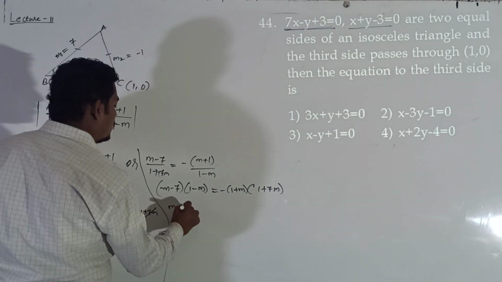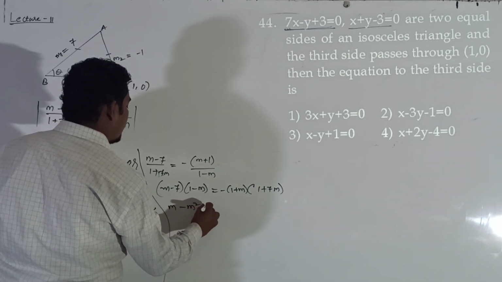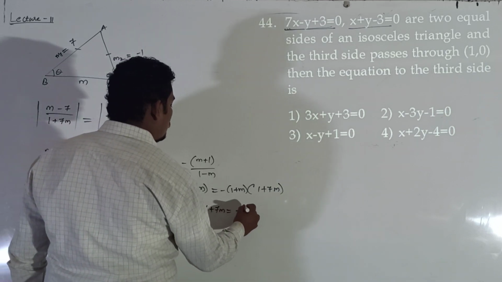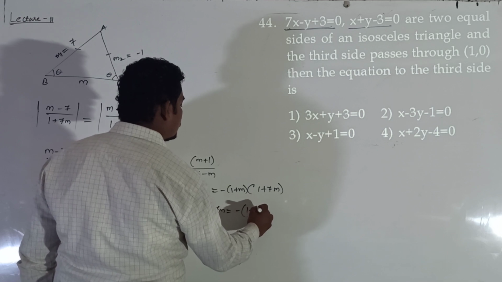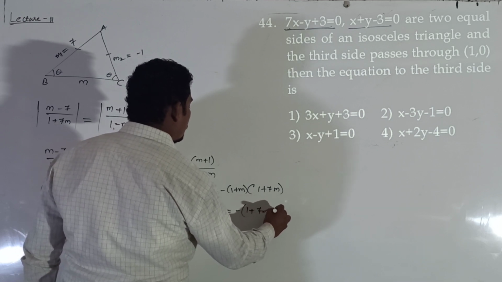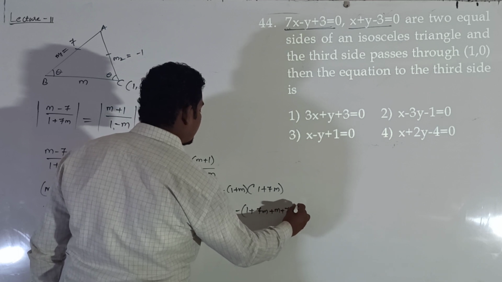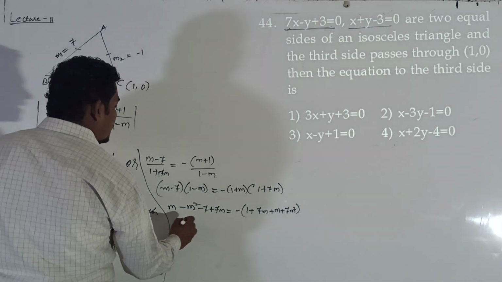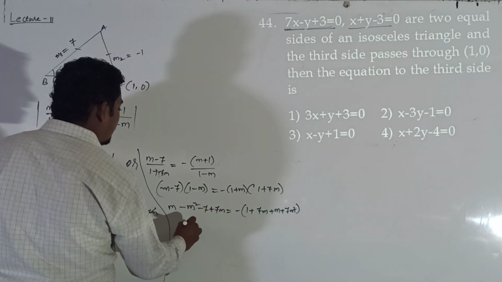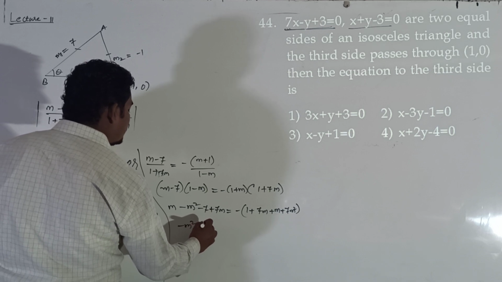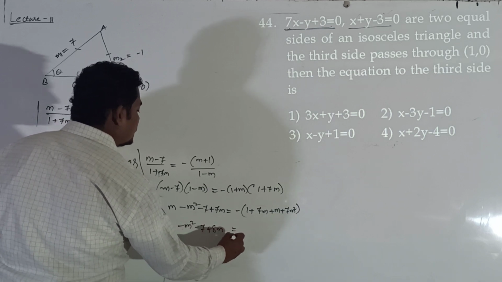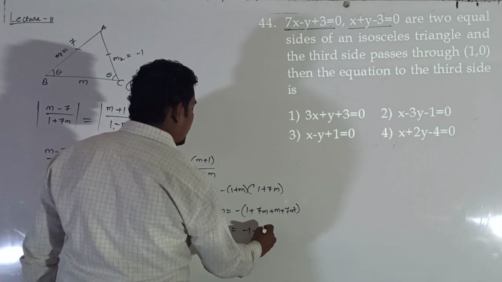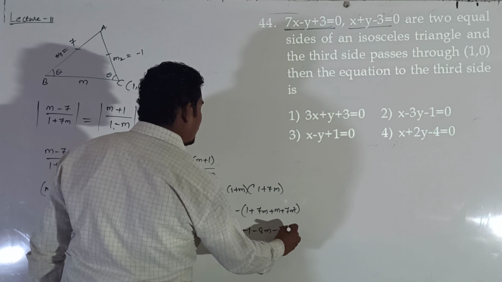It will be m minus m square minus 7 plus 7m, that's equal to minus of 1 plus 7m plus m plus 7m square, right? Now usual simplification, then m, 7m, 8m, that is minus m square minus 7 plus 8m, that's equal to, if you add 8m here, 7m minus 1 minus 8m minus 7m square.